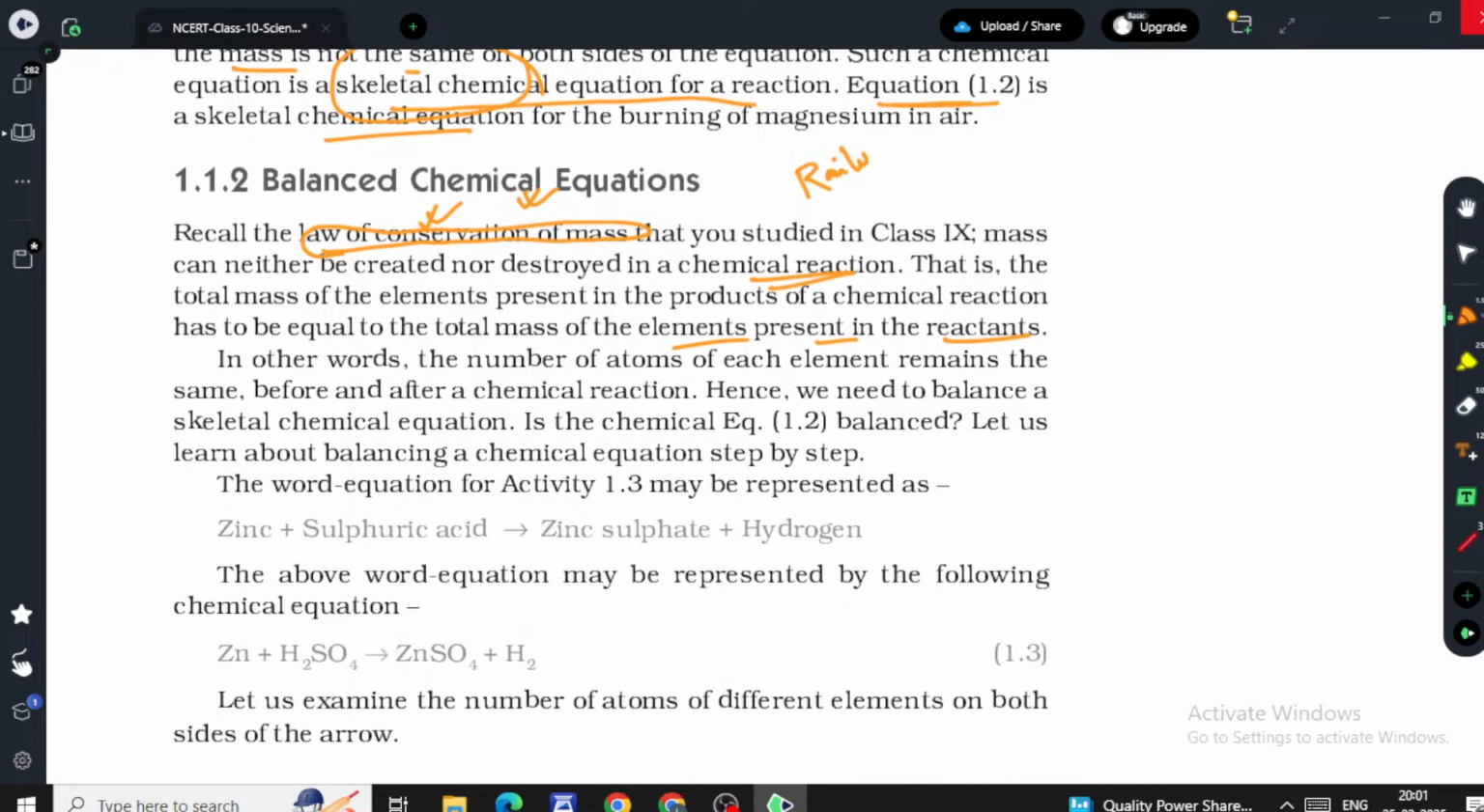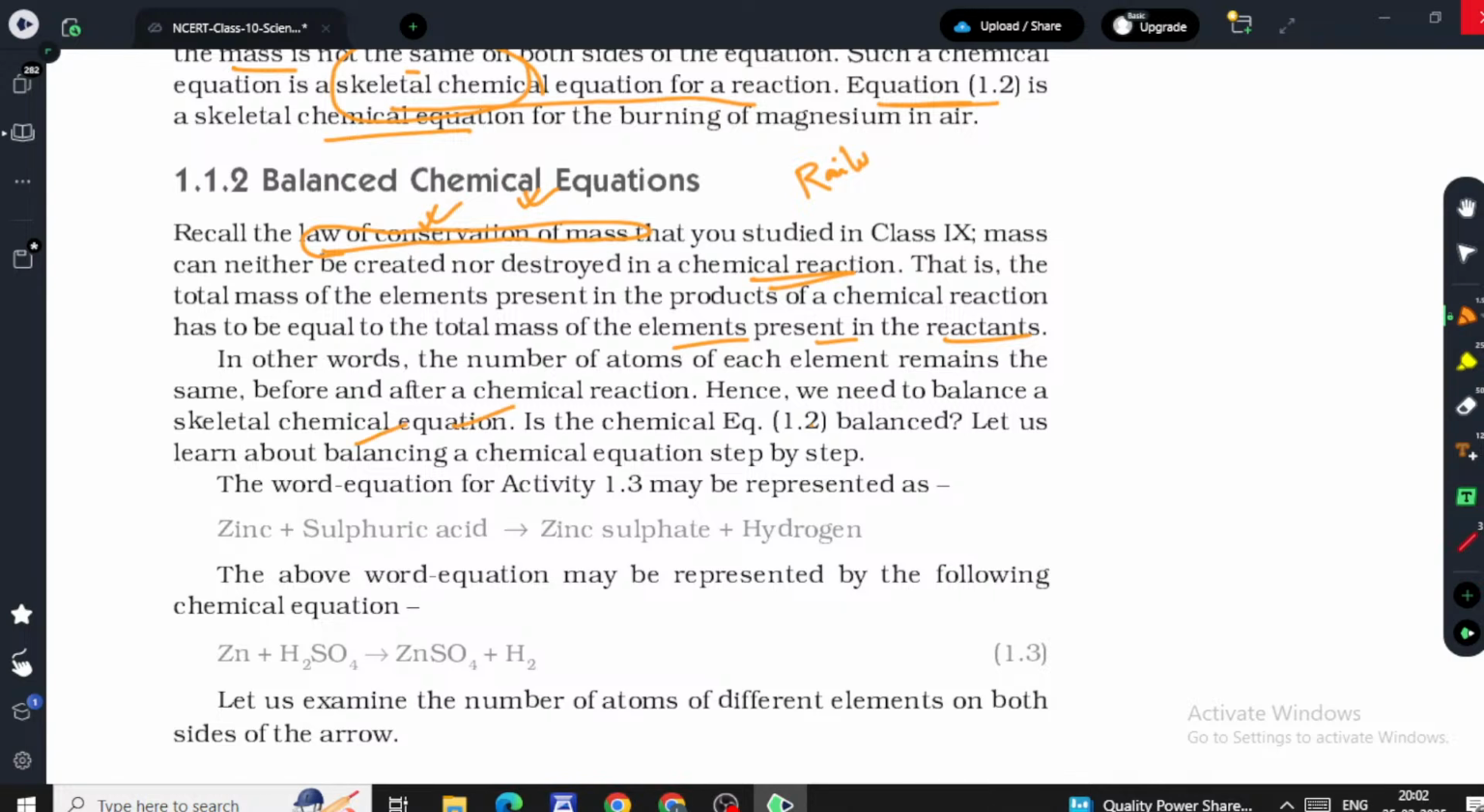In other words, the number of atoms of each element remains the same before and after a chemical reaction. Hence we need to balance a skeletal chemical equation.